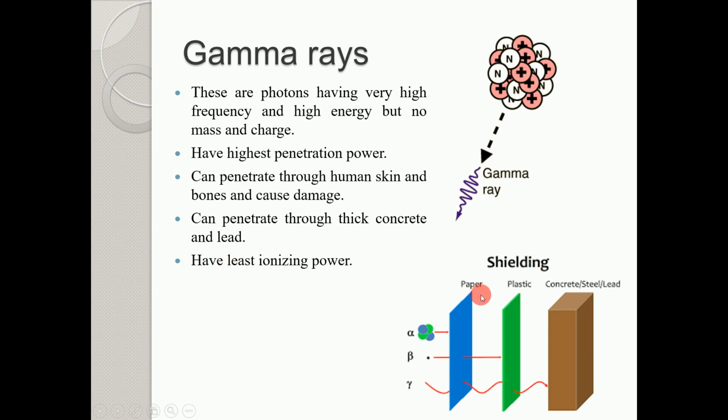As we can see here, we have some different shieldings provided. One shield is of paper, one shield is of plastic, one shield is of concrete, steel or lead. As we can see, alpha rays simply get stuck here. Alpha rays can't penetrate even through paper, so they have a very least penetration power, as we have discussed. Now beta rays can penetrate through paper but cannot penetrate through plastic, so they have a midway kind of penetration power. But gamma rays have a very high penetration power, so they can penetrate through paper, plastic and even through concrete, steel or lead.